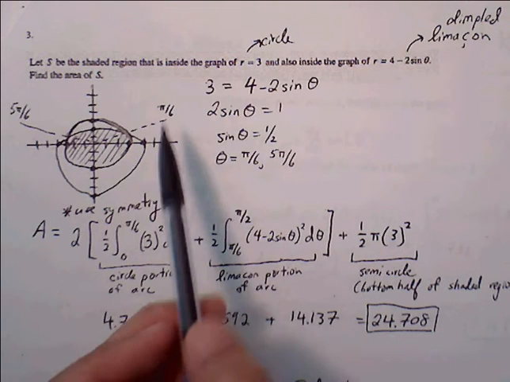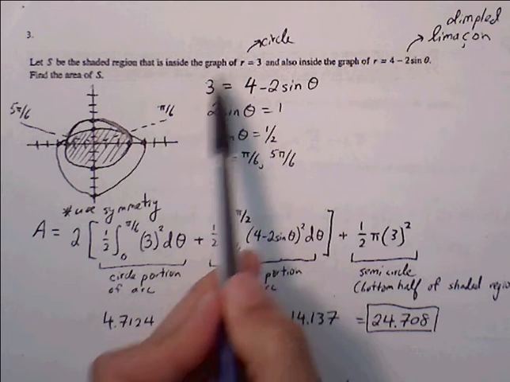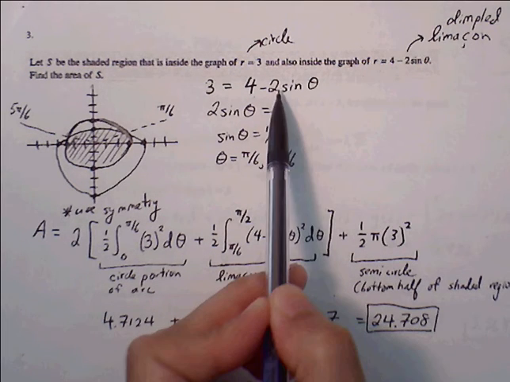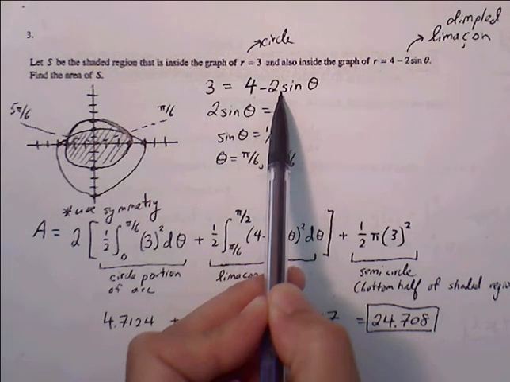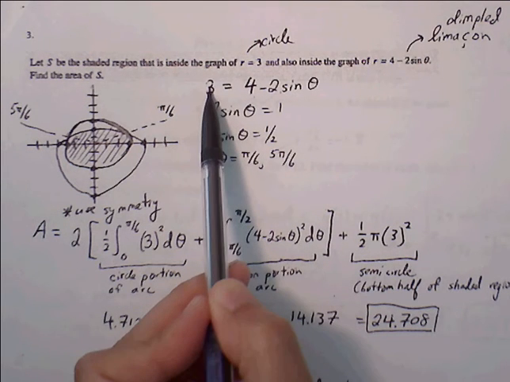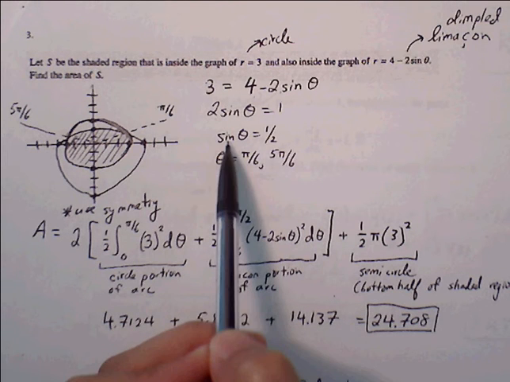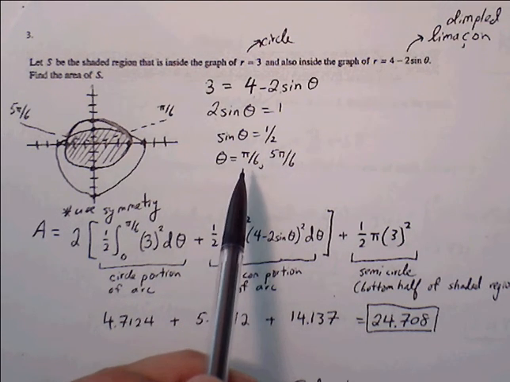All right, so to find the intersections, we're going to set the two equations equal to each other and figure out where they intersect. So we have r equals 3 and r equals 4 minus 2 sine theta. If we solve for theta, I can move the 2 sine theta over: 4 minus 3 is equal to 1, divide by 2, so sine of theta is equal to 1/2.